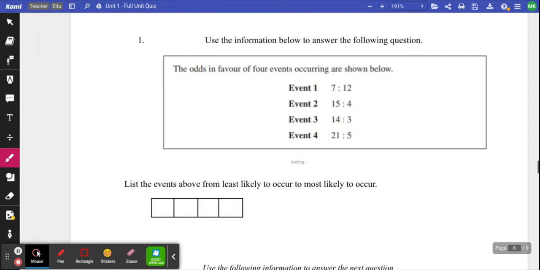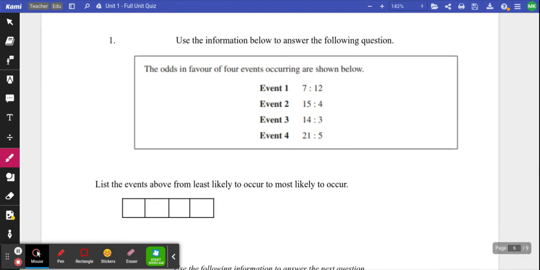Okay, numeric response. Use the information below to determine the answer. The odds in favor of 4 events are shown below. Event 1, Event 2, Event 3, Event 4. List the events from least likely to most likely. Okay, the best way to do this is to make them all decimals because it's the best way to compare probabilities. This is odds in favor. That means this is what you want, this is what you don't want.